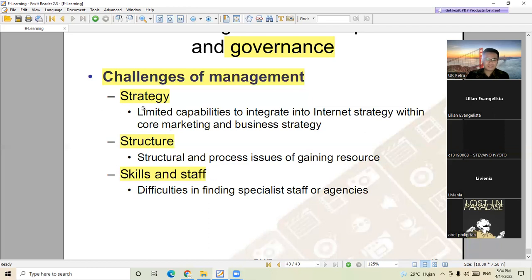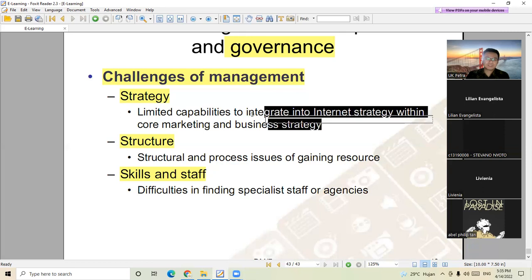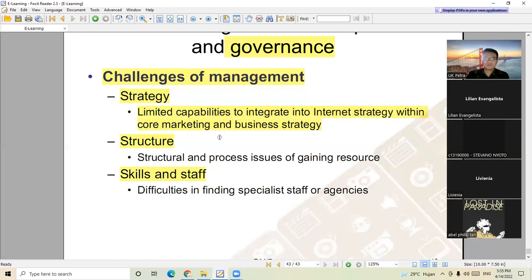For the strategy, there might be limited capabilities for the integration of the internet strategy within the core marketing and business strategy. So this is related with the alignment. Maybe it's very hard to actually integrate these different strategies throughout the company. And these are the challenges for the companies that have to be addressed carefully.